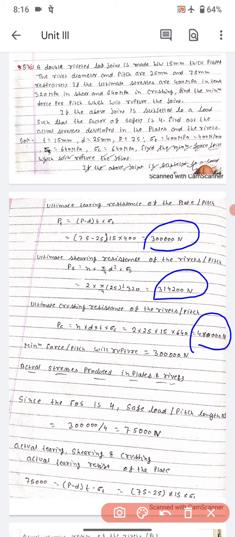Okay, now designing for the minimum resistance of the plate, and which will be the minimum, that is the tearing resistance of the plate per pitch. So you are going to design for tearing resistance, that is 3 lakh Newton.